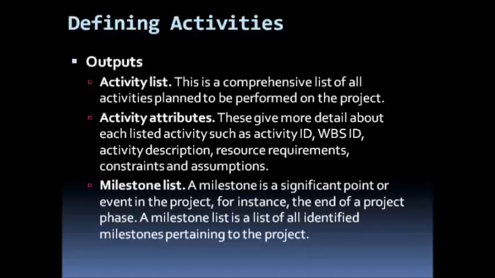The outcomes or outputs of the define activities process will be the activity list, which will be a comprehensive list of all the activities planned to be performed on the project.